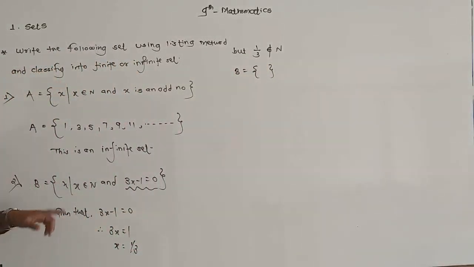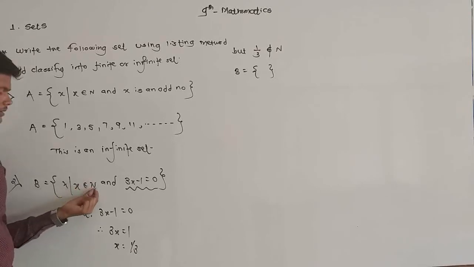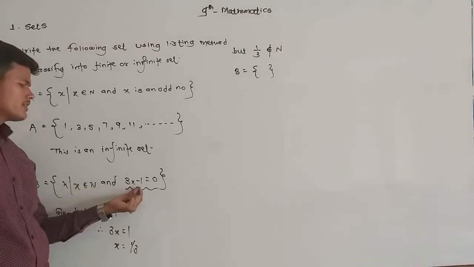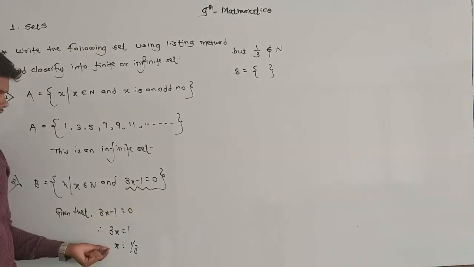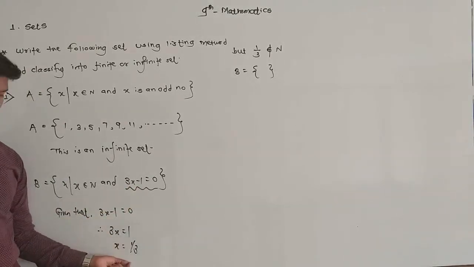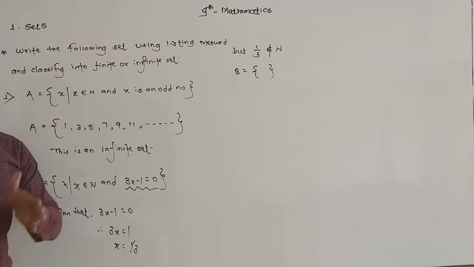Why? Again repeat. Here x is a natural number. X हा आपल्याला काय हवा आहे? Natural number. And this equation is given. From this equation we are finding the value of x. Then we get the value of x as 1 upon 3. But the value of x does not belong to a natural number.